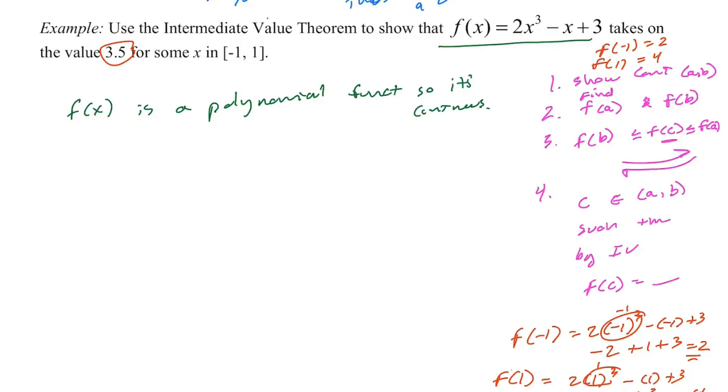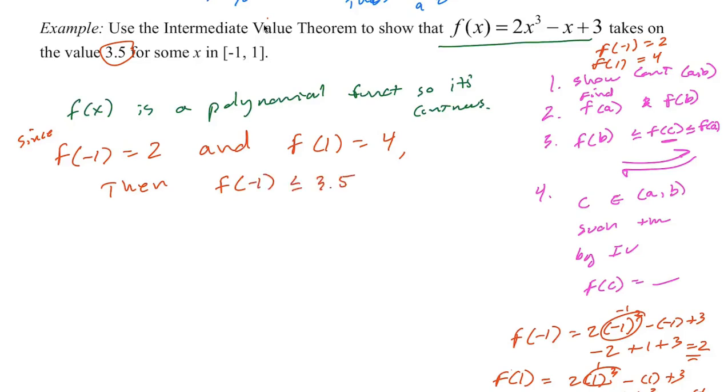So all we're going to say now is, I'll make this like a story. Since f of negative 1 equals 2 and f of 1 equals 4, then what are we looking for? 3.5. Doesn't that fall between those two? So we don't put 2 and 4. What we put is f of negative 1 is less than 3.5, which is less than f of 1. Notice again, I don't use the actual value, I use the function because we want to tie it into what we're doing. So f of negative 1, which I know is 2, is less than 3.5, which is less than f of 1.